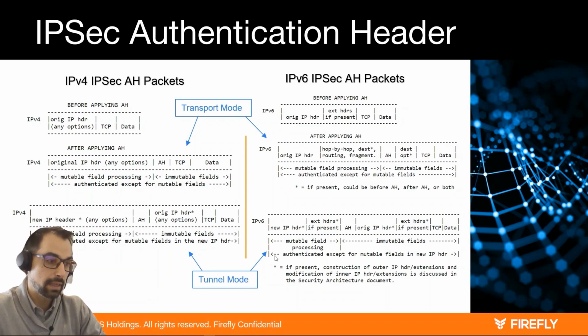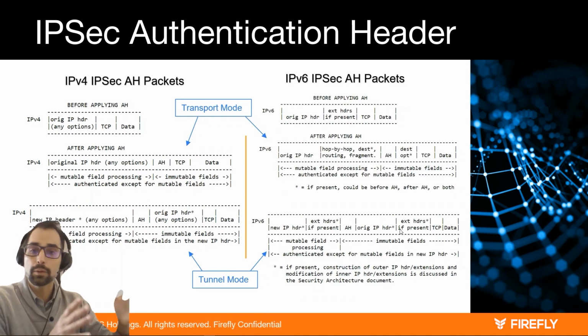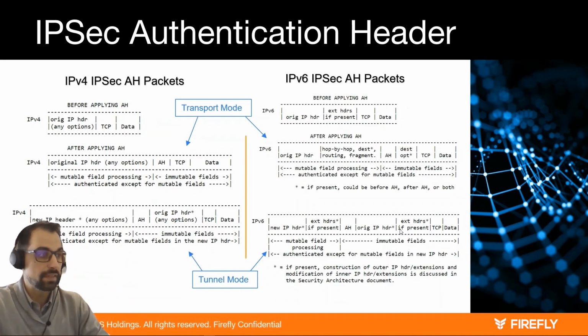And in the case of tunnel mode, right, we create our new IPv6 header, and the authentication header is put after these extended headers, right, if present. And now the original IPv6 header is also protected.